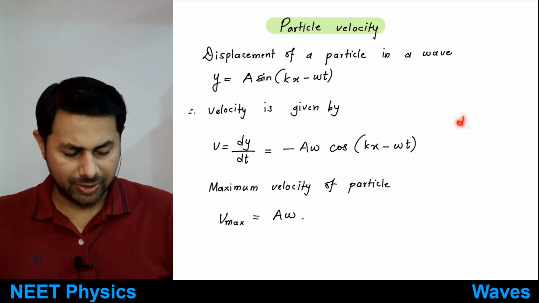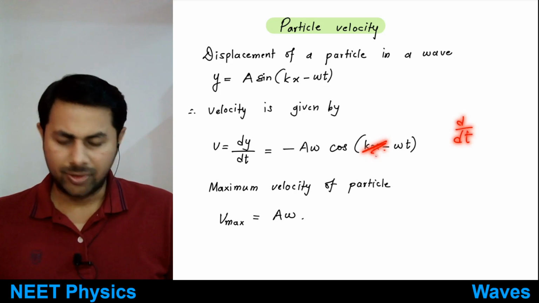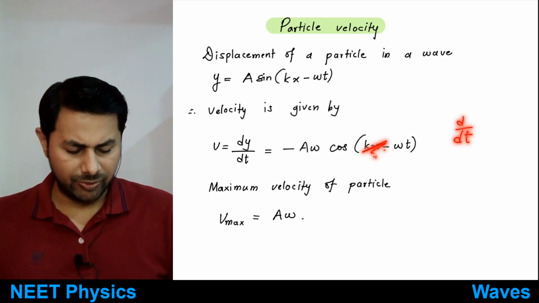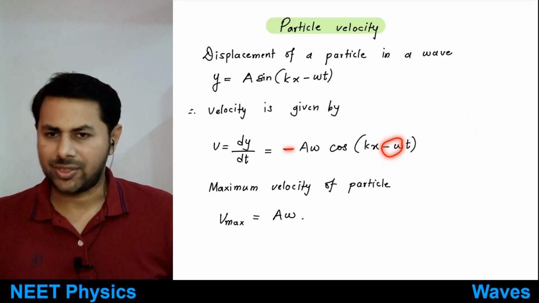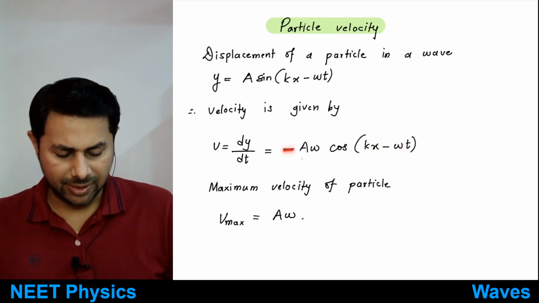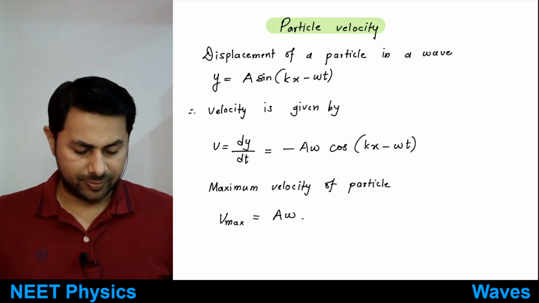Okay, but then what is there inside the bracket? So we are taking derivative with respect to t. Okay, we are taking derivative with respect to t. So forget about this x. What will we get? We'll get this minus omega in multiplication. So what we get is minus a omega multiplied by cos of kx minus omega t, right?